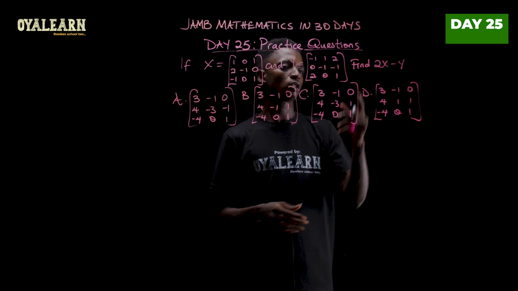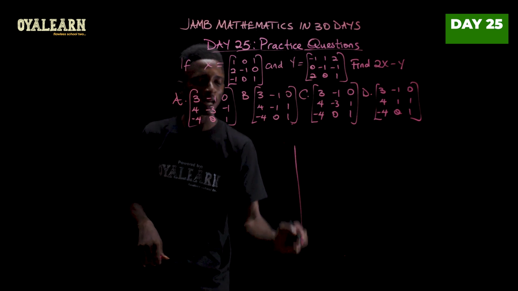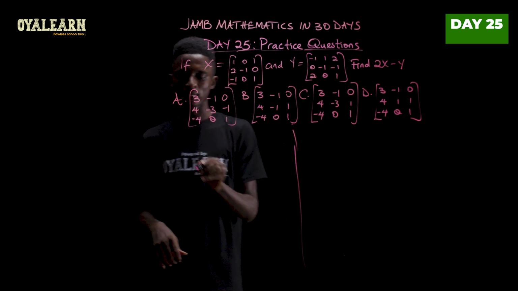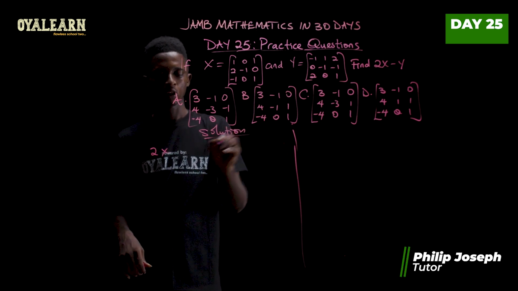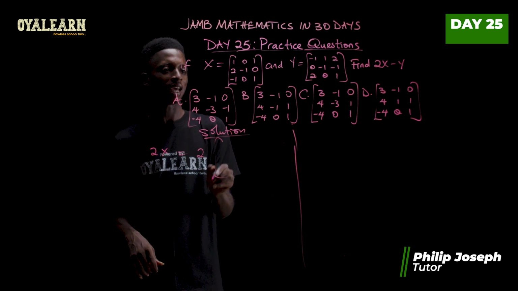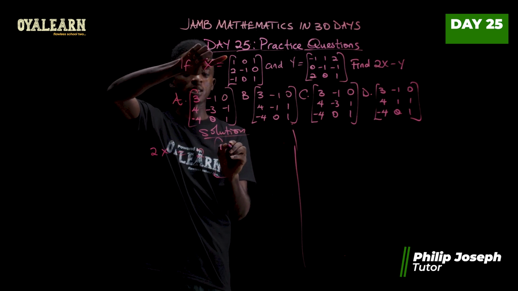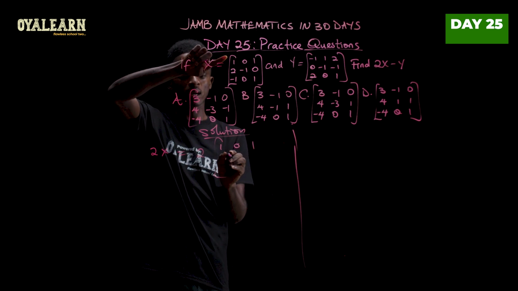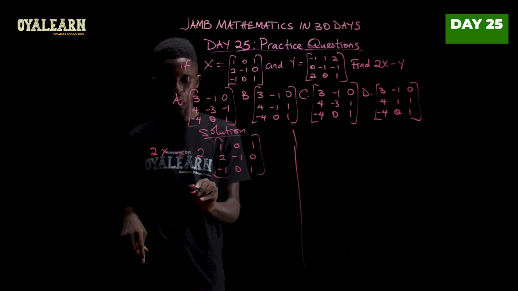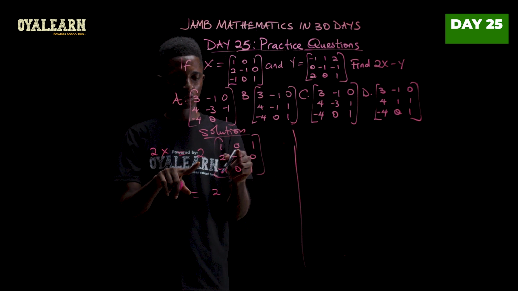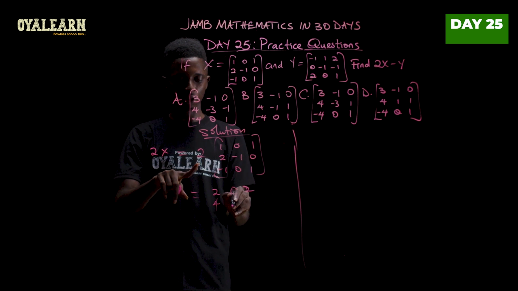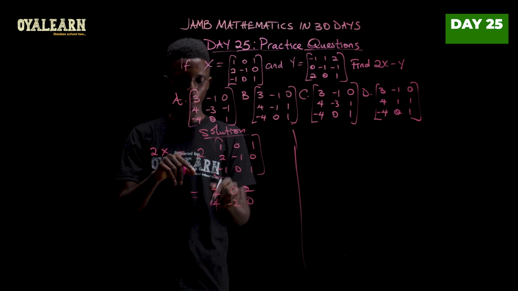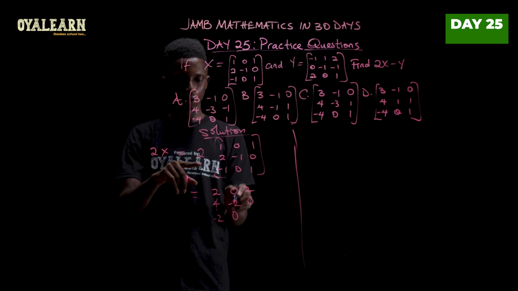In this question, we have two 3 by 3 matrices, X and Y, and we are asked to find 2X minus Y. To do that, we first find the value of 2X. So 2X is 2 multiplied by matrix X. Let's repeat what we have in matrix X: 1, 0, 1, 2, minus 1, 0, minus 1, 0, 1. This gives us 2 times 1, that's 2, 2 times 0, 0, 2 times 1, 2, 2 times 2, 4, 2 times minus 1, minus 2, 2 times 0, 0, 2 times minus 1, minus 2, 2 times 0, 0, 2 times 1, 2.